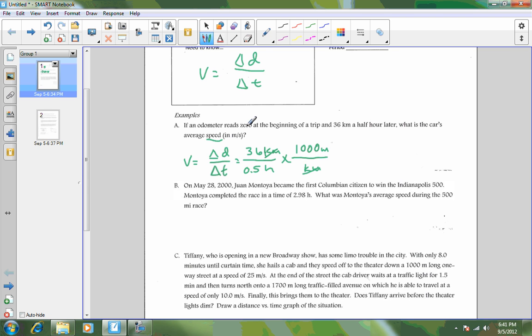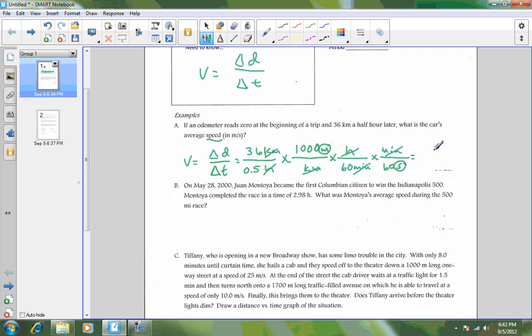For our second conversion, we're going to go from hours to seconds. And we know that in 1 hour, we have 60 minutes. And in 1 minute, we have 60 seconds. And that'll take care of our second conversion. So now we can cancel out hours, cancel out minutes, and we are now in meters over seconds.